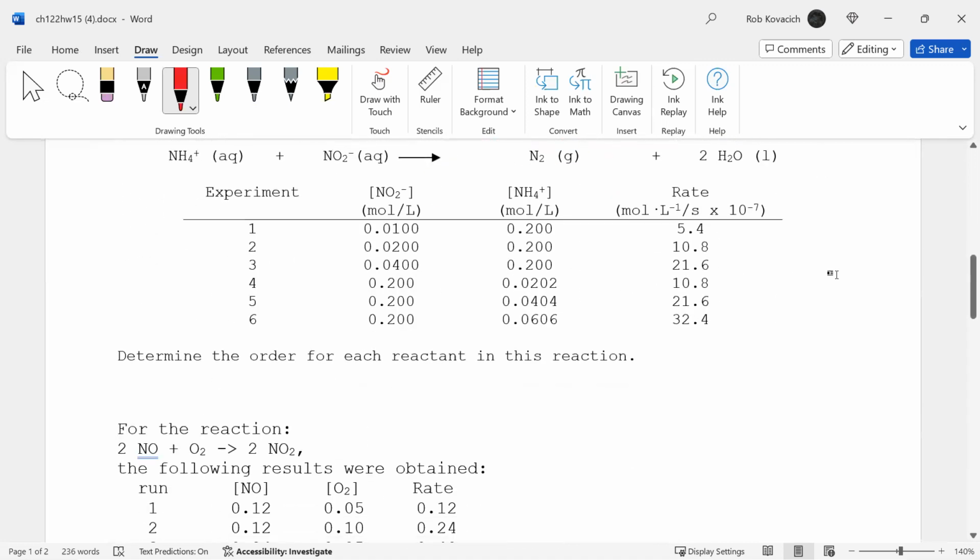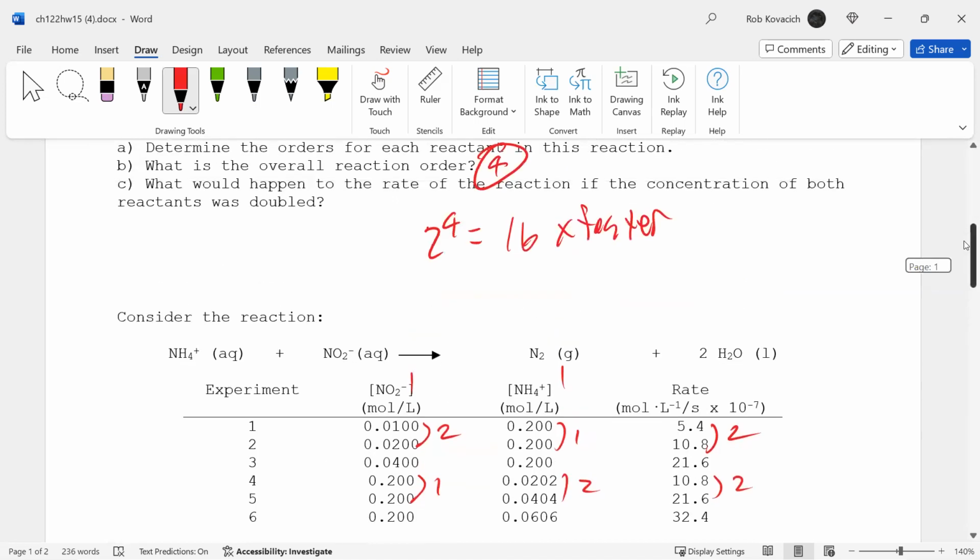Okay, same thing again. Twice as big here, same size there, twice as big here. All right, so first order with respect to the nitrite, and then 1 there, 2 there. All right, so that was easy. First order with respect to both the nitrite and the ammonium. That was the whole question. Alrighty then.